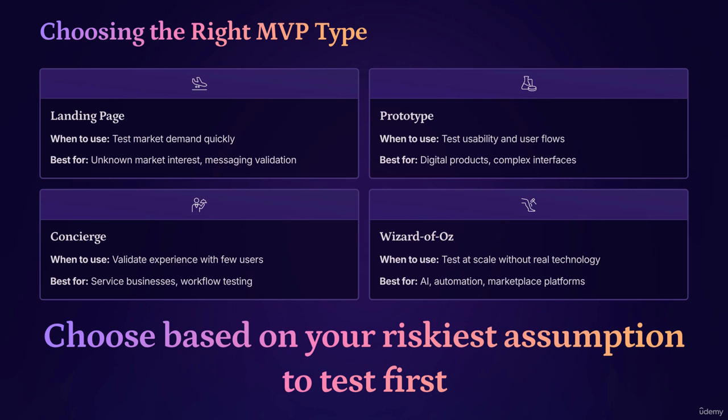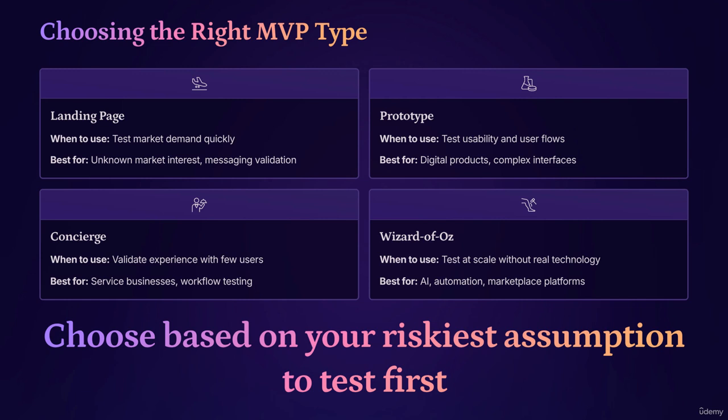So how do you decide which MVP type to use? It depends on your riskiest assumption. If your main uncertainty is market demand, use a landing page MVP. It quickly tells you whether anyone cares about your idea. If your main uncertainty is usability, use a prototype MVP. It shows whether users can navigate your design and whether the experience makes sense.